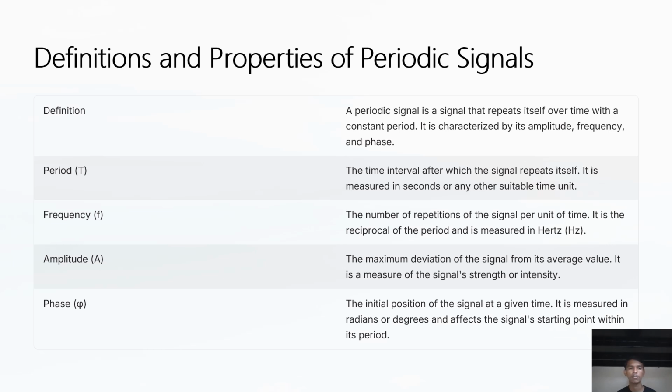Amplitude, which is denoted by capital A: the maximum deviation of the signal from its average value. It is a measure of the signal's strength or intensity. Phase, which is denoted by phi: the initial position of the signal at a given time. It is measured in radians or degrees and affects the signal's starting point within its period.